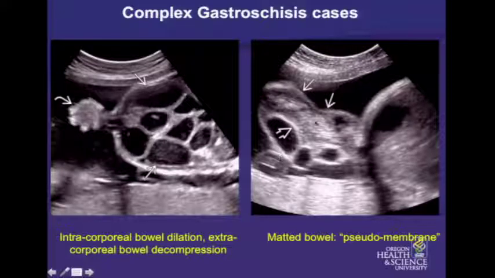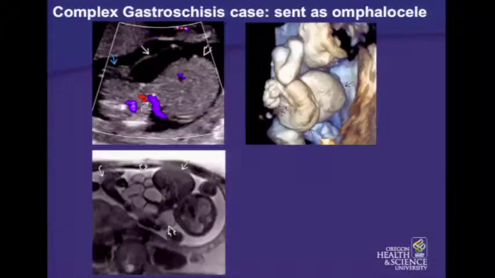And here's a case showing the extracorporeal matted bowel with a pseudomembrane, and this is because of a fibrotic membrane that forms because of exposure to amniotic fluid. And both of these scenarios are more highly associated with bowel pathology.